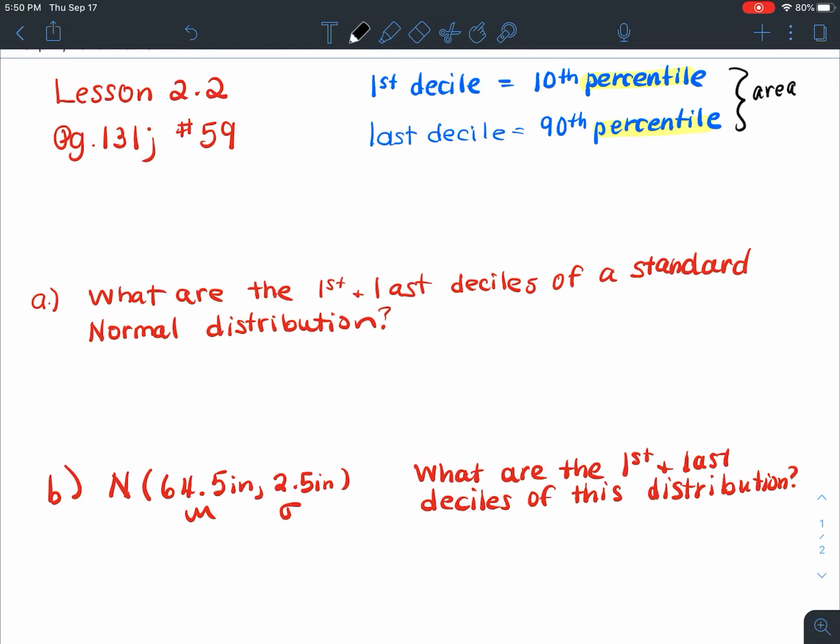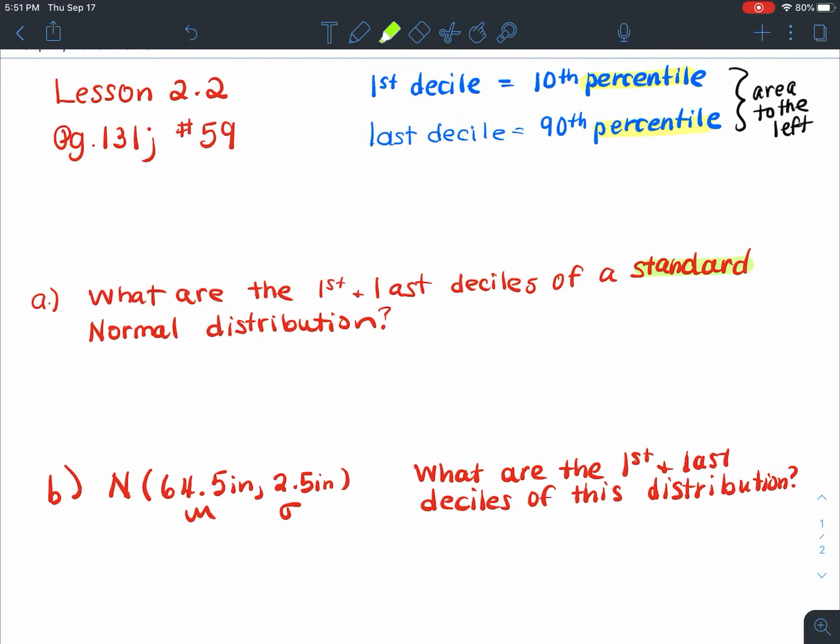What you want to keep in mind when we're talking about percentiles is this is really giving you the area. Okay, when we talk about percentiles, this is the area to the left. Specifically, the area to the left of this would be 10%, and the area to the left of this would be 90%.